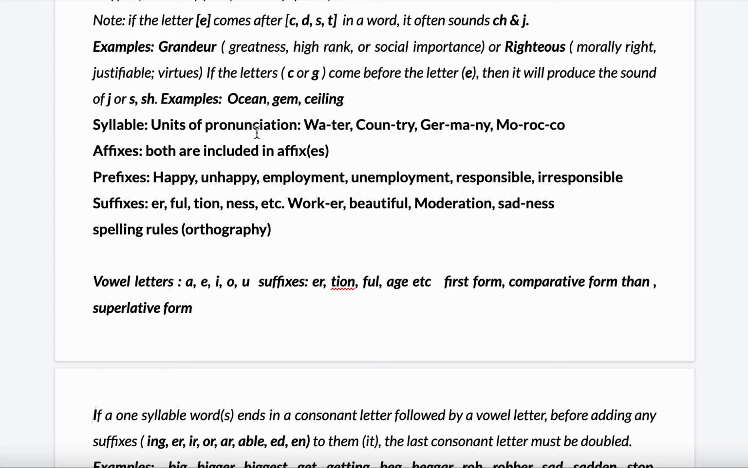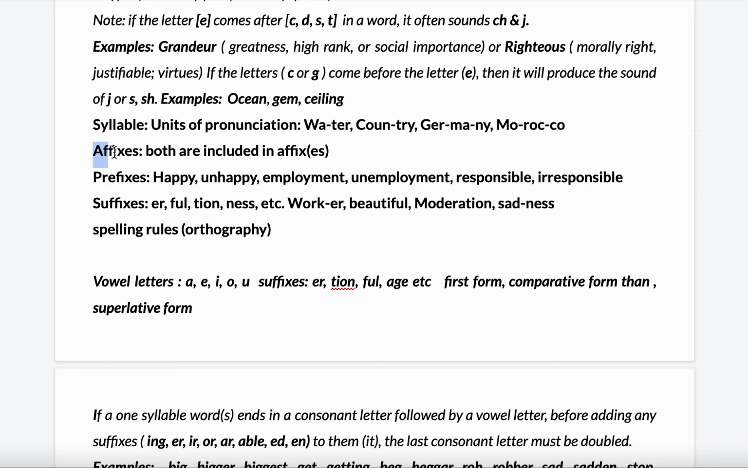So here we say, okay, this is a two-syllable word. If somebody asks what's a two-syllable word, you just say water. You see, wa, your sound goes up, and then ter, it drops all of a sudden. So this is two units of pronunciation. Country, it's two. Germany, so it's like 3 units. Morocco.